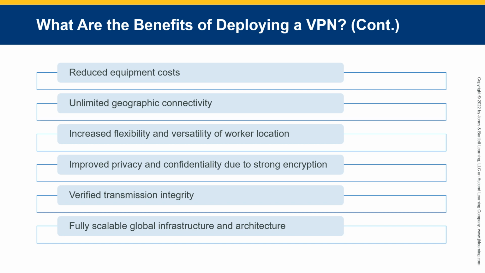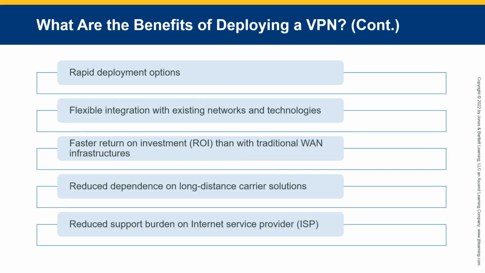The VPN also helps improve privacy and confidentiality due to that encryption aspect. There's verified transmission integrity because these occur over TCP, Transmission Control Protocol, which allows for that session to be set up, and if a packet gets dropped, it can get retransmitted. And again, fully scalable global infrastructure and architecture, so it doesn't matter where you're at around the world.